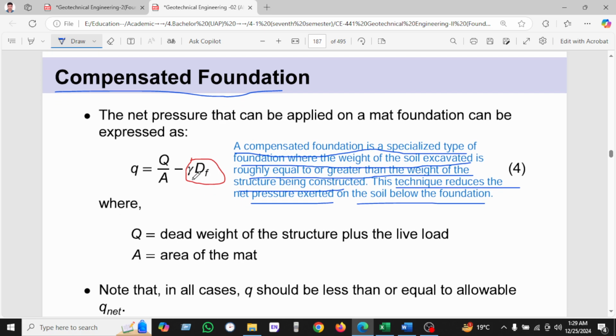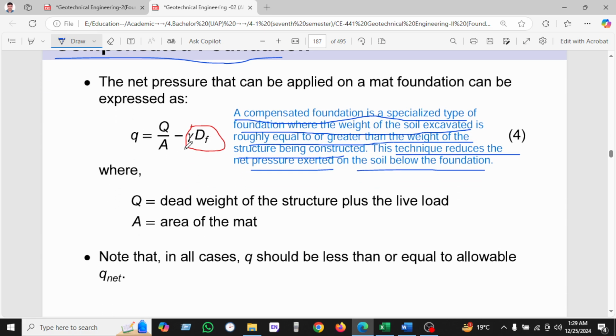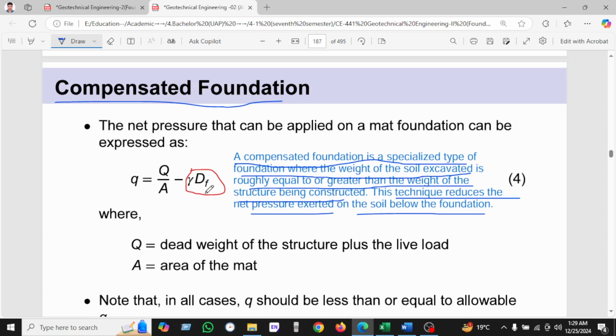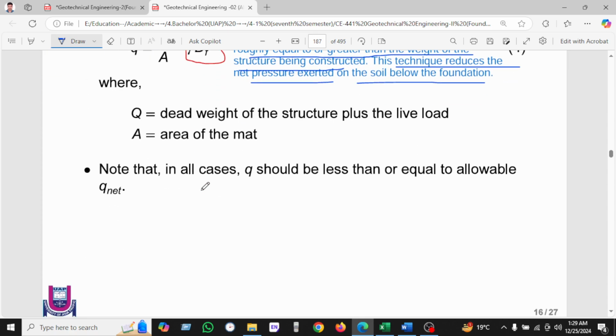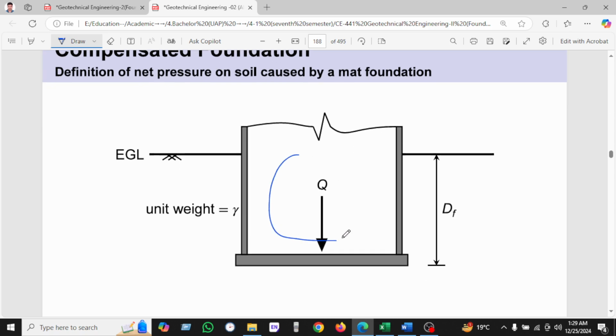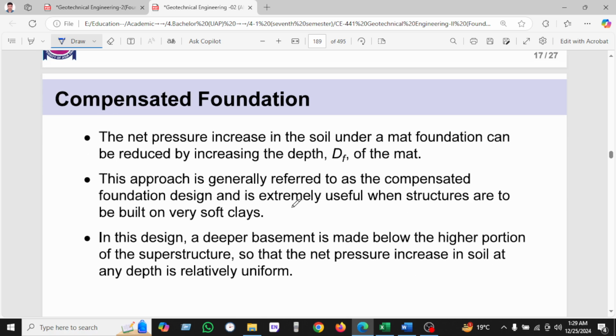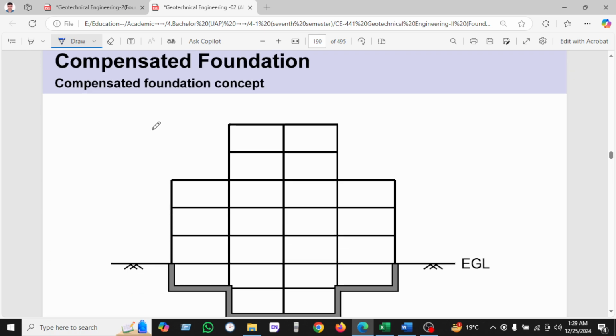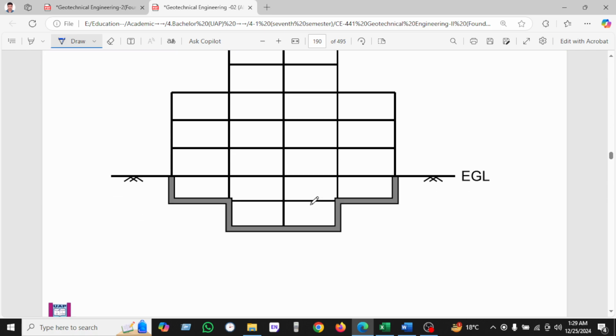So this is the main equation: Q divided by A minus gamma prime DF. Okay, so this is the footing we have been seeing. The soil is excavated from the footing. So in a compensated footing, the net pressure on the soil under the mat can be reduced by increasing the depth, and this approach is generally referred to as compensated design with a deeper basement. So you can see the compensated footing concept is coming from here.